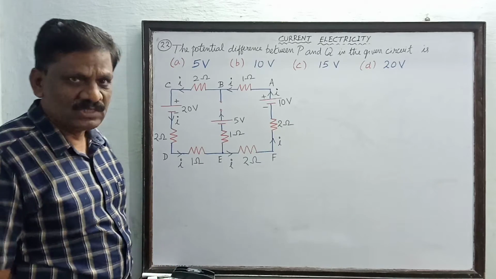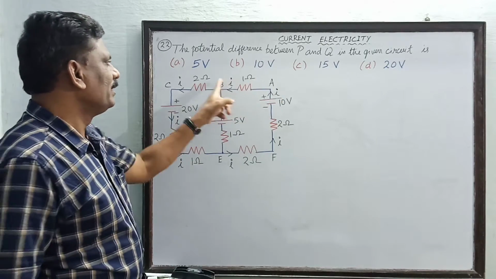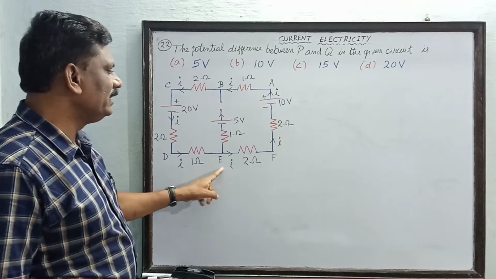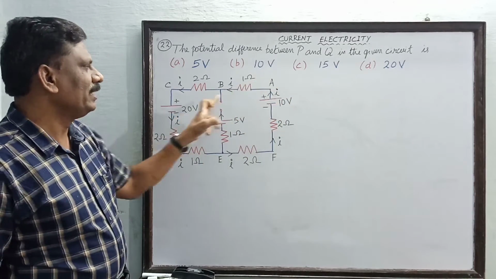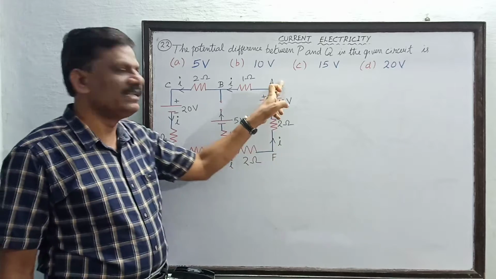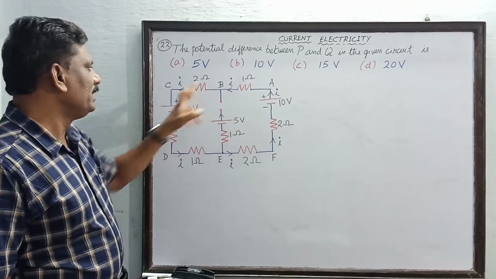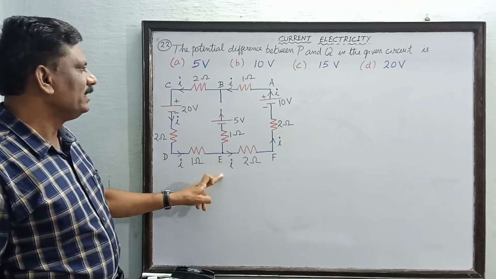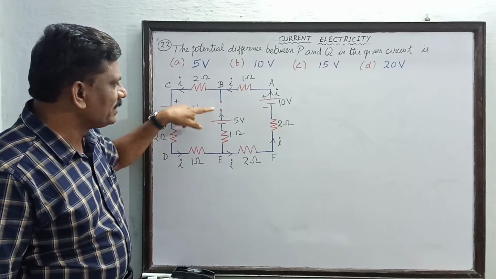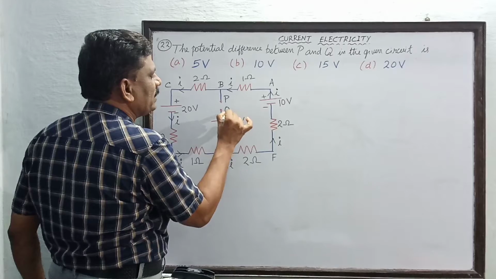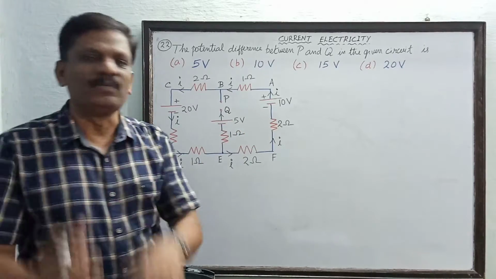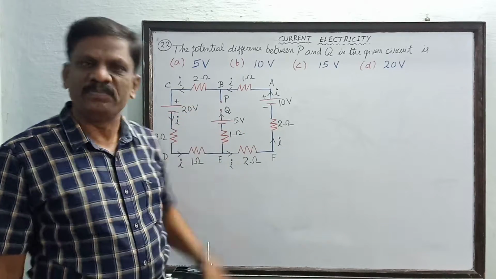There are three closed loops: A, B, C, D, E, F, A, the larger loop. Then A, B, E, F, A is a smaller loop. Then B, C, D, E, B. But in this loop here, there are 2 points. This point is P and this point is Q. We have to find the potential difference between the 2 points P and Q.